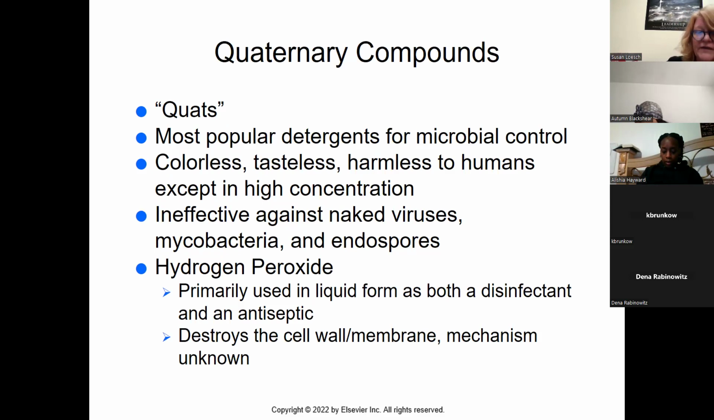Hydrogen peroxide, by the way, is one of these. And these will destroy the cell wall and the membrane. We don't know why, but they can. Again, you can see they're colorless, tasteless, harmless to humans unless in a high concentration. So you can see why these would be more conducive to use in an environment where people are actually living. A lot of people don't like the smell of bleach, and they don't want to smell other chemicals either.